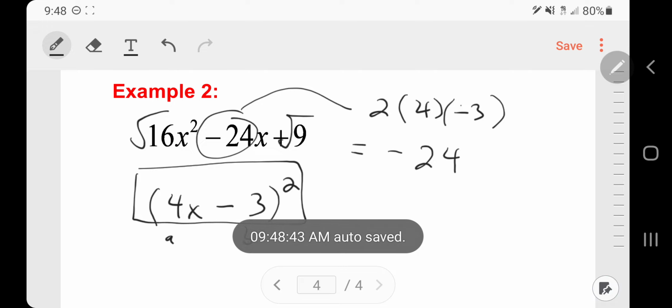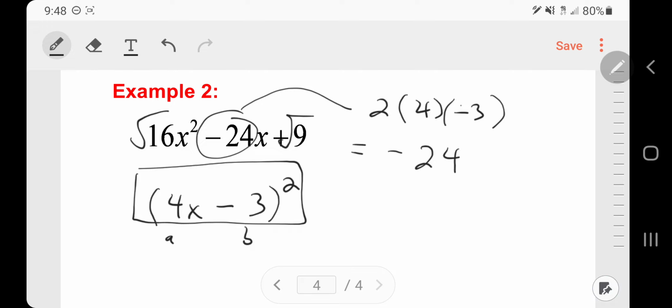All right, again, these special cases only work when your first and last terms are perfect squares. Otherwise, you would need to do our AC method or our standard factoring that we've been working on for the last couple of weeks and in our prior videos.